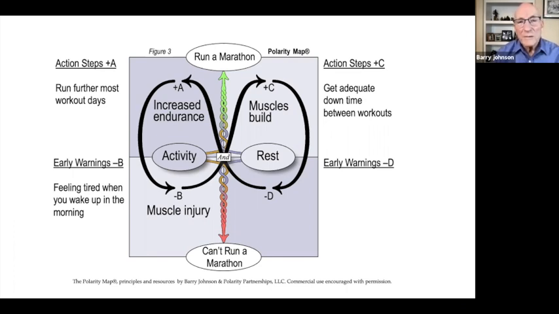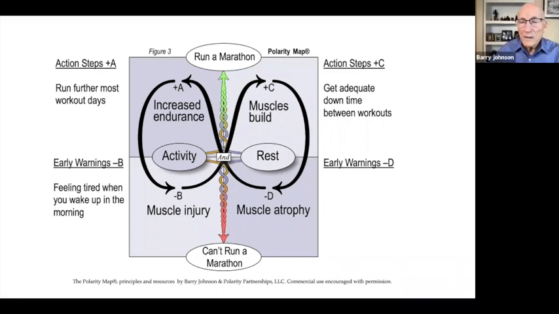So I'm going to go ahead and do my workout, but I'm going to cut back and only run 6 miles today. So I get the workout in, but I'm going to avoid a sports injury. So that would be a way to avoid muscle injury. Now, what happens if you overfocus on rest to the neglect of activity is you get muscle atrophy.